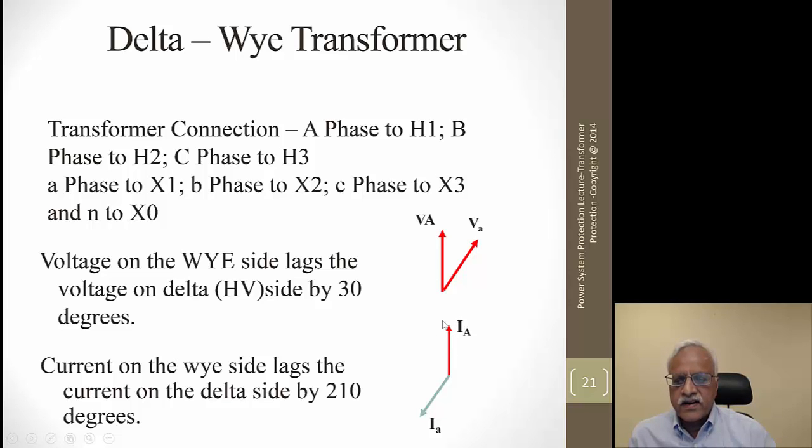So A phase current and A phase voltage are in phase, and then on the low side, A phase current is going out to the transformer, it is negative, so it is 180 degrees out of phase with the A phase voltage on the low side. So if you look at these two, there is a difference between these two. This is 210 degrees, and then this current, the low side current, lags the high side current by 210 degrees.